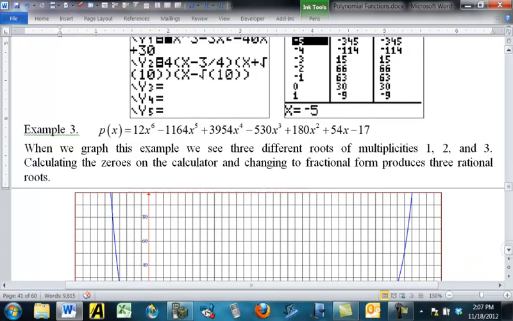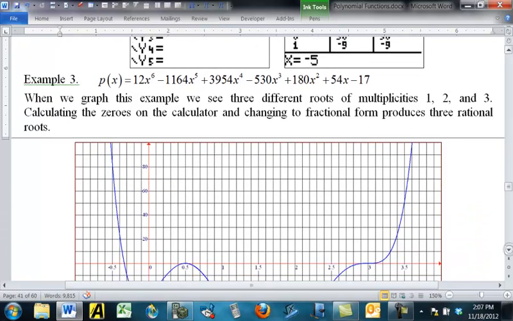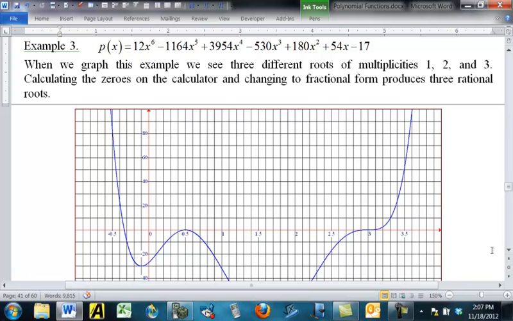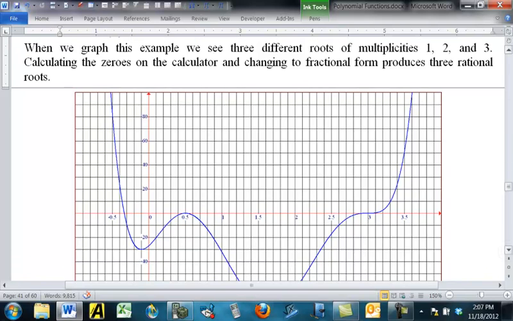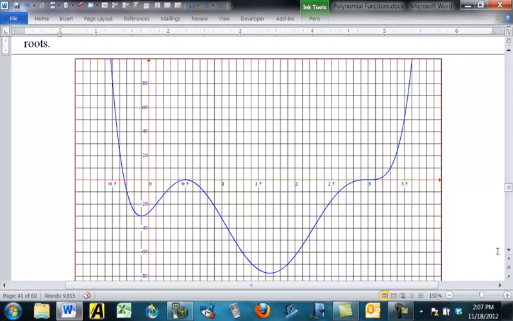Alright, here's a little bit harder one here. A 6th power. 12x to the 6th minus 1164x to the 5th, and so forth. Okay, so we're going to graph this. Takes a little while to experiment to get a good window. Here's a Graphmatica graph of it, and it shows pretty much all the interesting things.